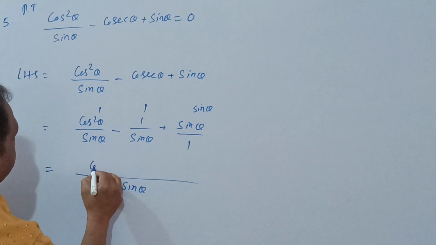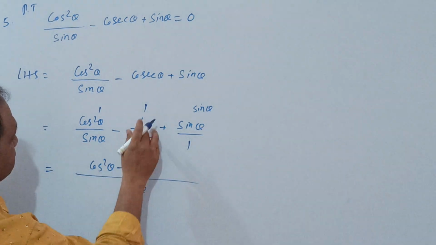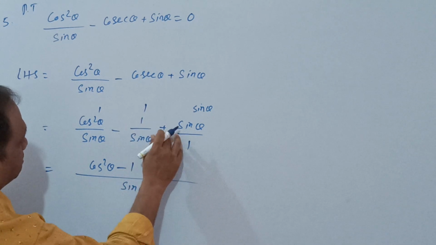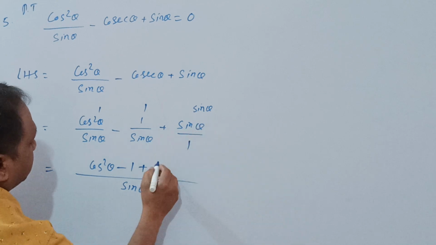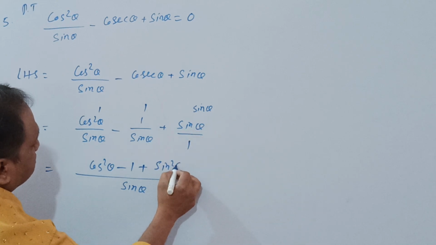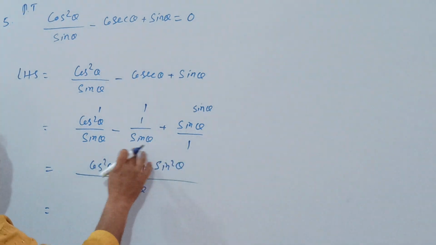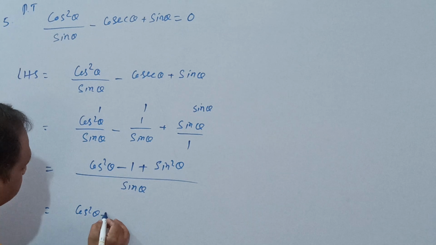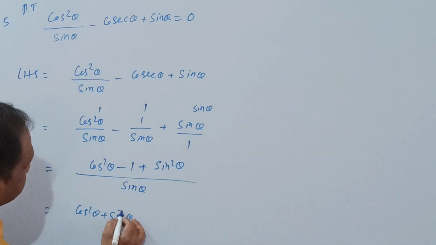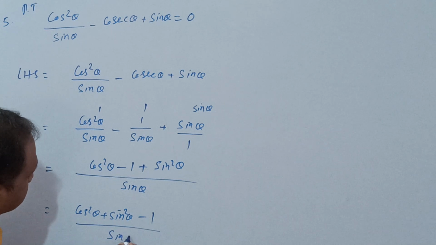So cos square theta, here sin is minus 1; the middle sign is plus, sin theta into sin theta becomes sin square theta. So these two become identities. I will join these two: cos square theta plus sin square theta minus 1, whole divided by sin theta.